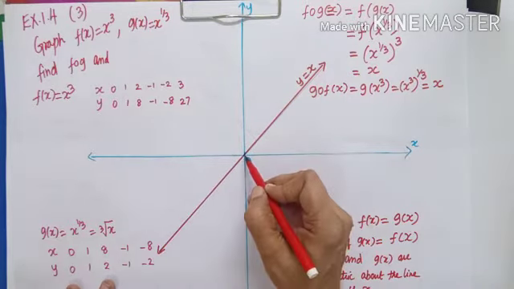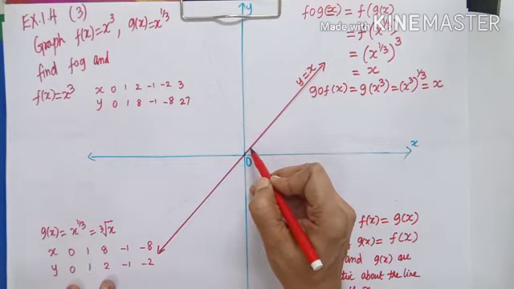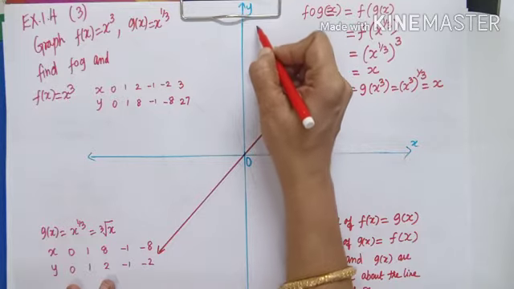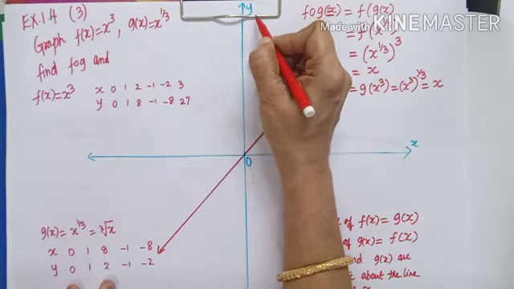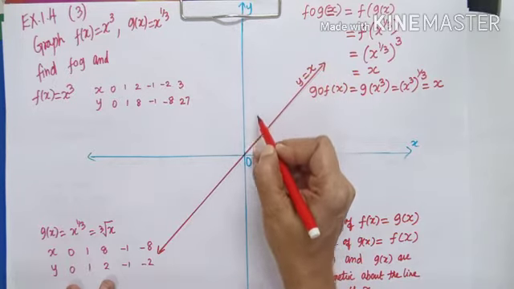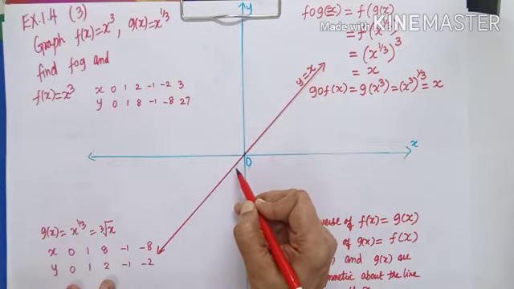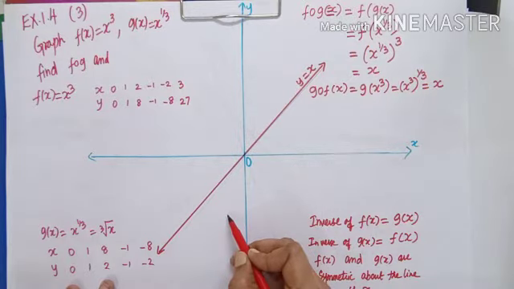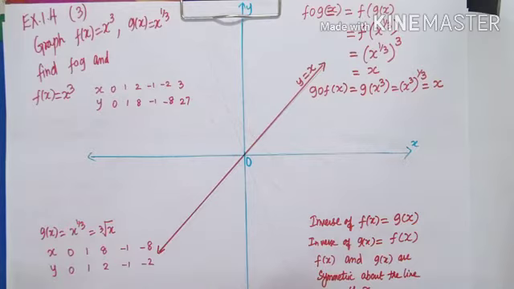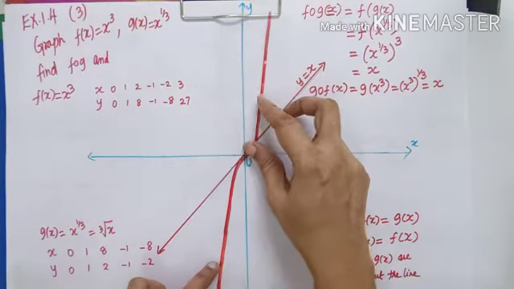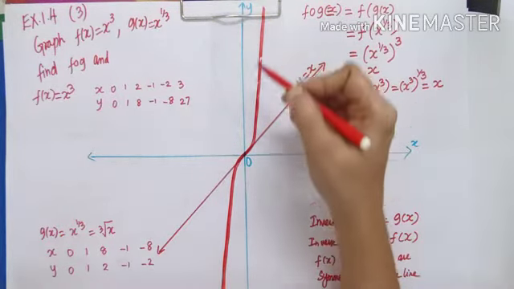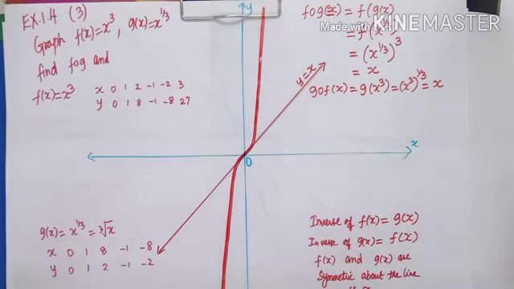First this one: 0, 0, 1, 1, 2, 8 somewhere here, and 3, 27 will be somewhere here. The same idea, so the diagram goes like this. Minus 1, minus 1, minus 2 I put, it is minus 8, and 3 when I put, it is 27. So how the diagram will be? It will be like this way when I plot it. So we see this curve is y equal to x cube.